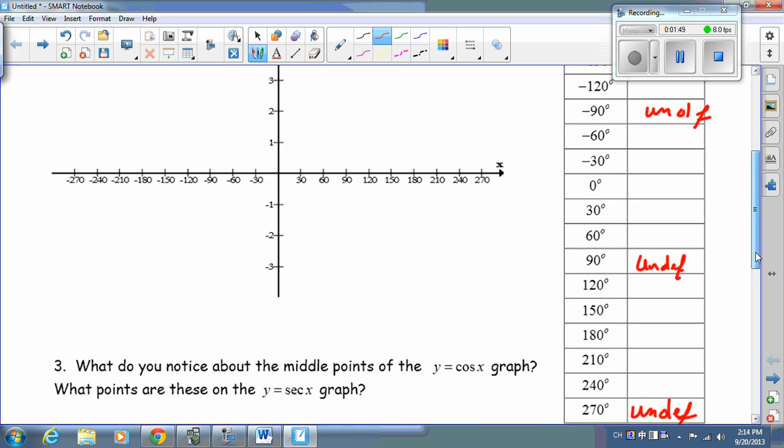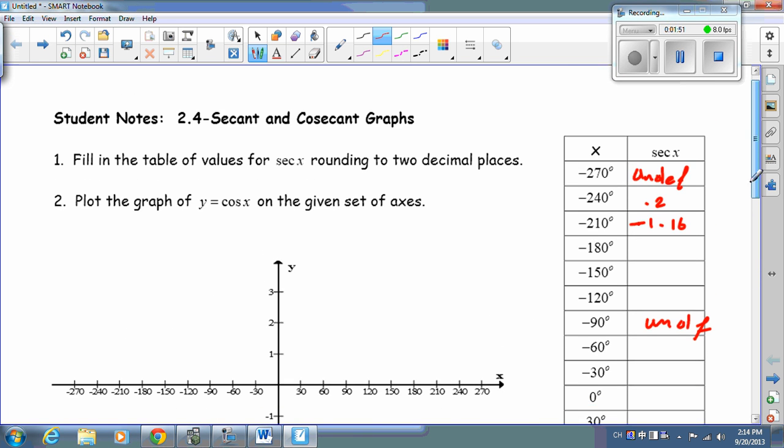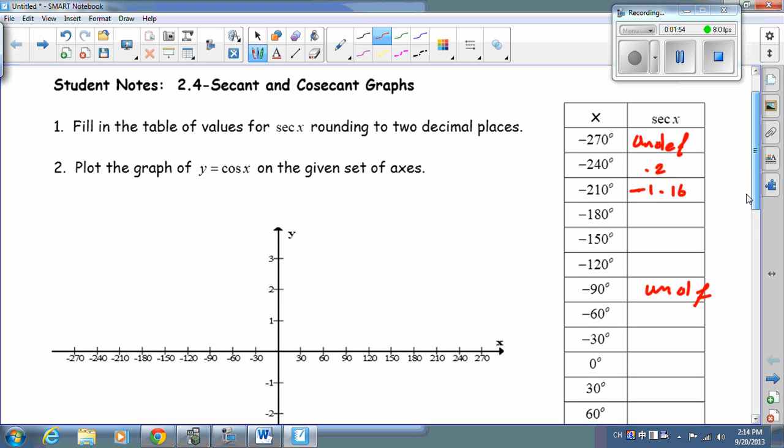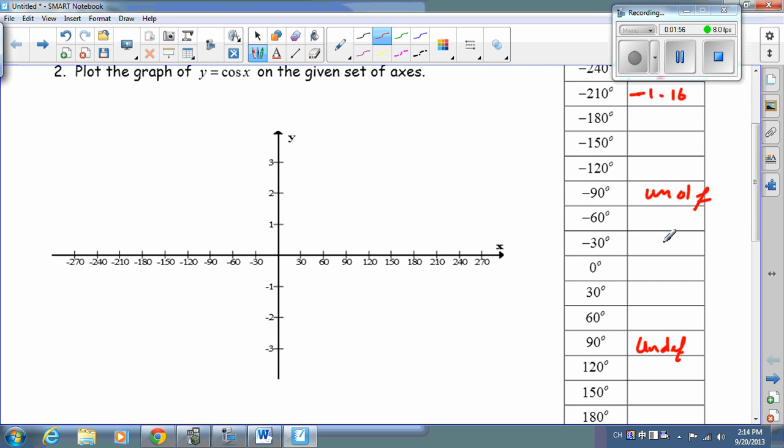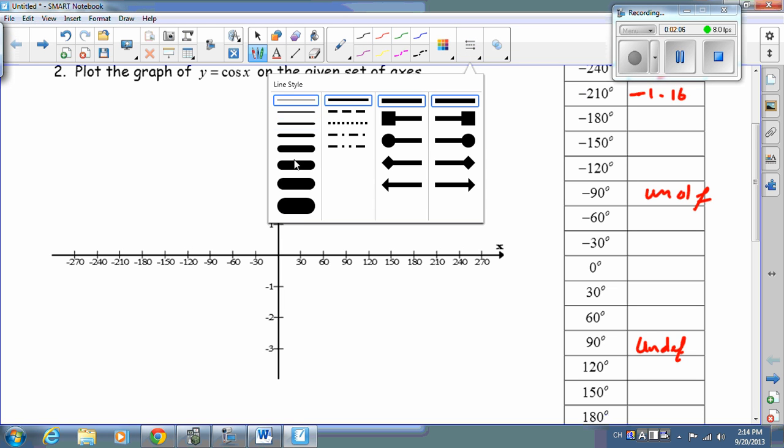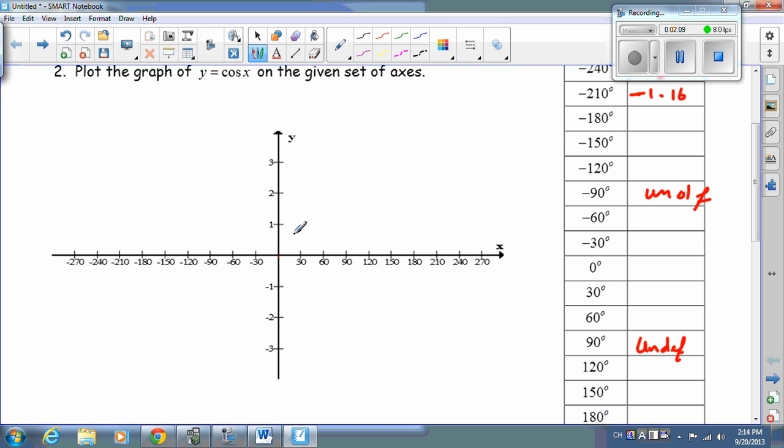Now I expect you to fill out this whole box. Here it says plot the graph of y equals cosine x on the given set of axes. Actually, for cosine x, I don't expect you to plot it in because I expect you to know already how the graph will look. So let's go ahead and graph our cosine x on this. Cosine goes through the point 0, 1. So it should go through this one for cosine of 0. Cosine of 90 on the other hand is 0. It should go through this point.